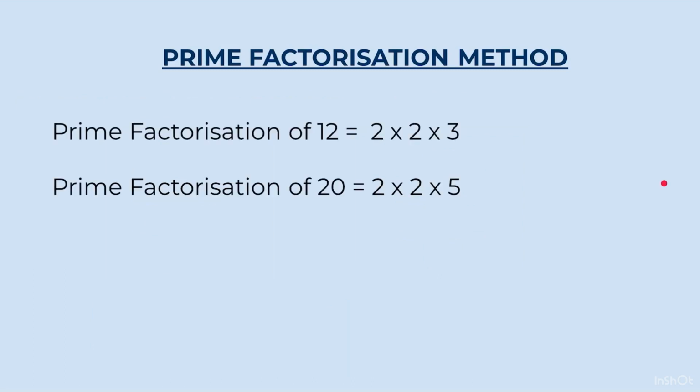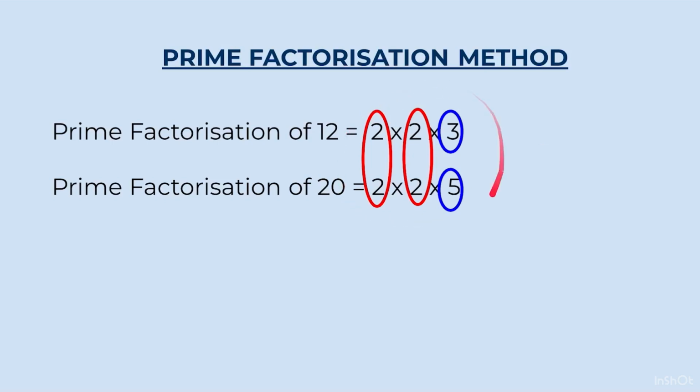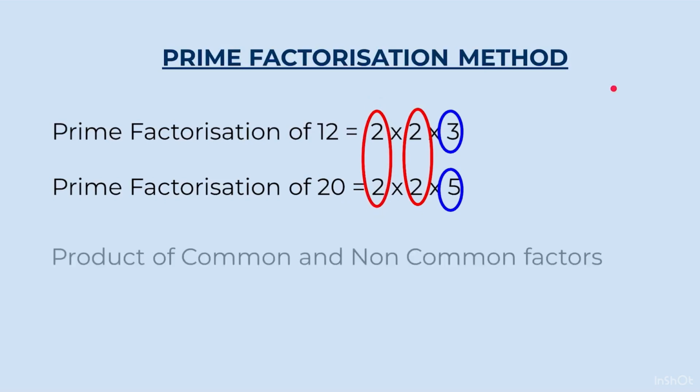Now we will identify the common factors and the non-common factors. Here 2 and 2 are the common factors. 3 and 5 are the non-common factors. Now we will find the product of these common and non-common factors. The common factors we will write only once, one set of 2 and 2. So the product is going to be 2 into 2 into 3 into 5.